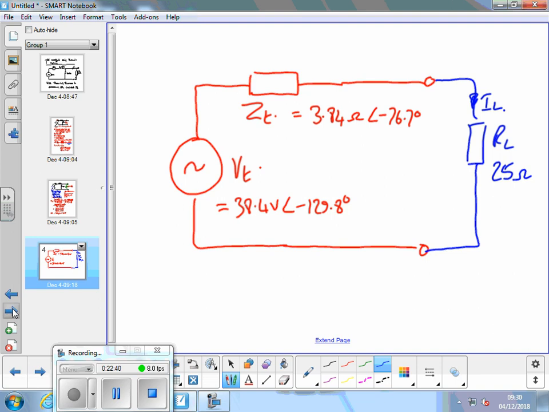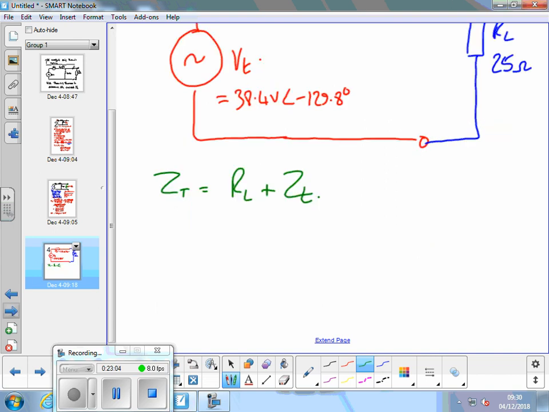Yeah, we want to calculate ZT. It is RL plus the Thevenin impedance. If we want to add complex numbers, what's the best form? So we've got a Z Thevenin of 3.84 angle minus 76.7 degrees. Convert that to rectangular.